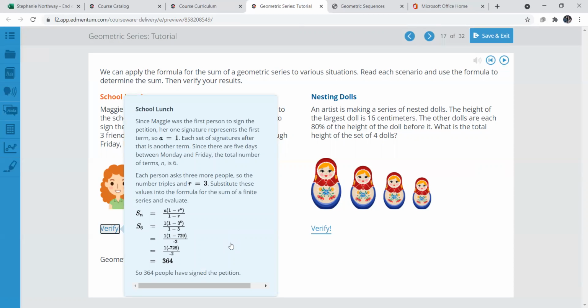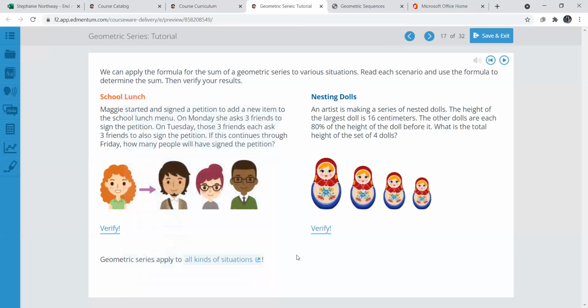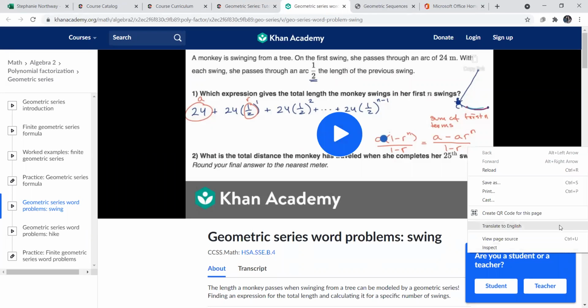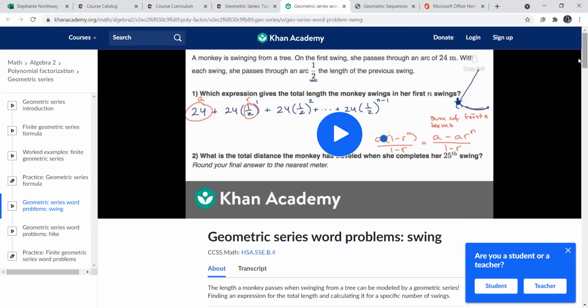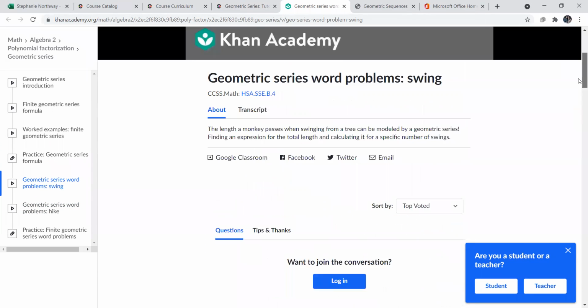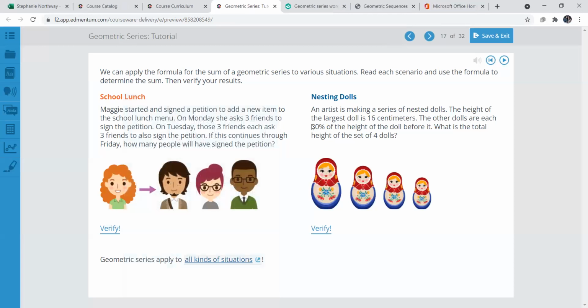Verify. Okay, so here's how you would set up the equation for that. By Friday, say 3 friends, they keep asking 3 people and 3 people and so on. You'd have 364 people signing this petition if you did it like that. Pretty interesting when you think about it. Now, it just gives you some examples of geometric sequencing. Khan Academy is also great for extra resources and extra practice in math.